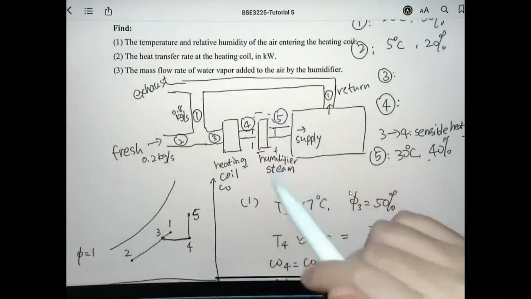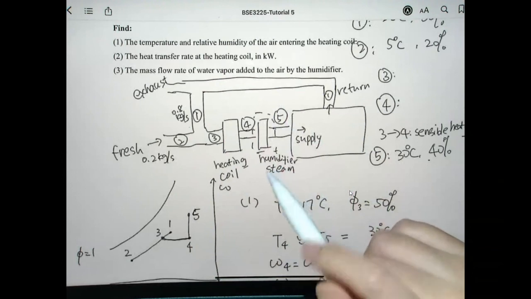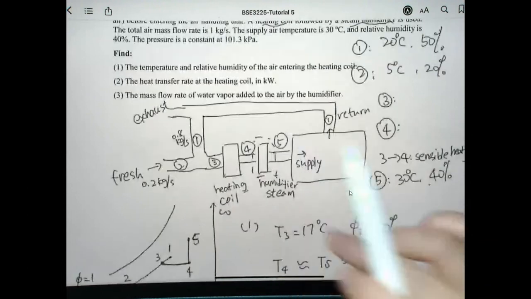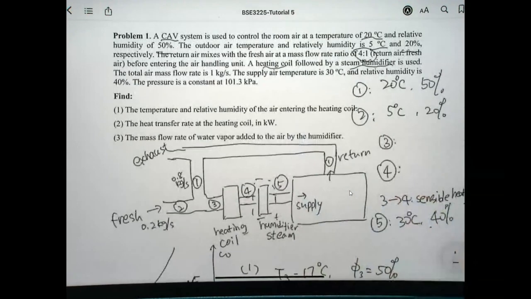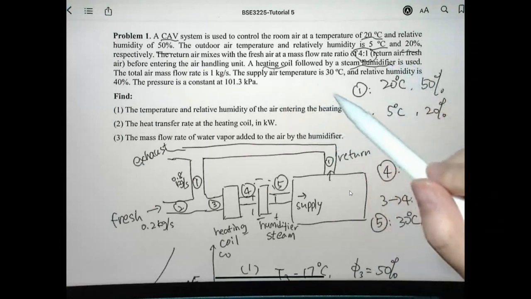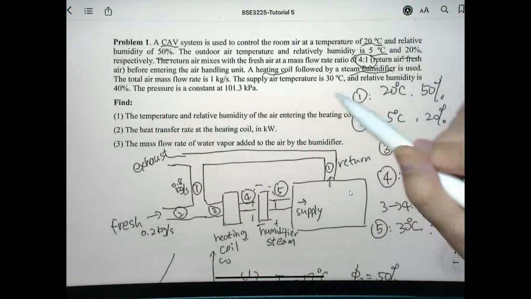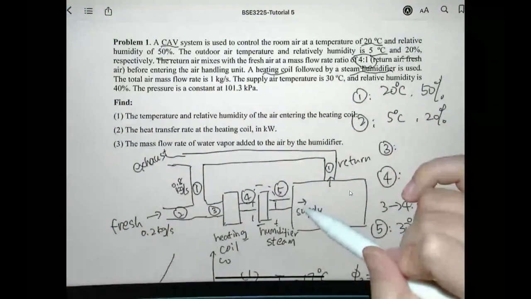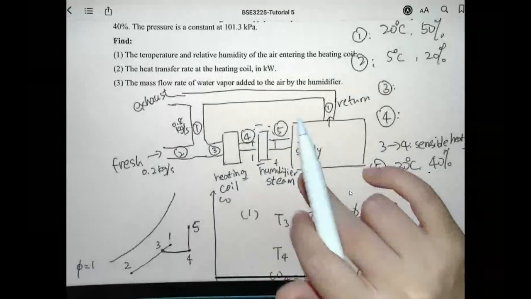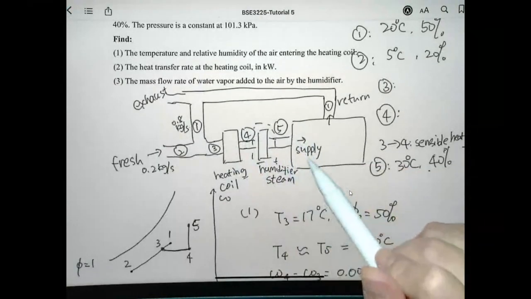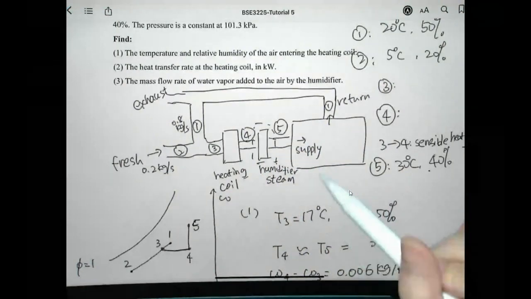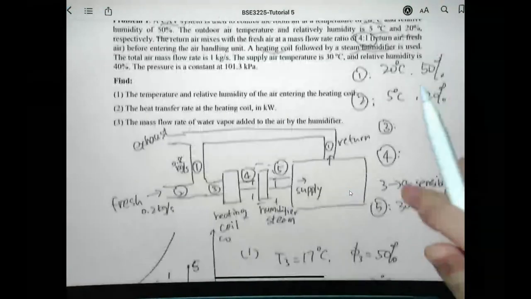This is related to lecture number 2 also. In our exam questions, especially for this kind of long calculation question, it will be related to multiple lecture notes. So make sure you understand how the air conditioning process looks like, and how you will need to calculate and solve the problem.